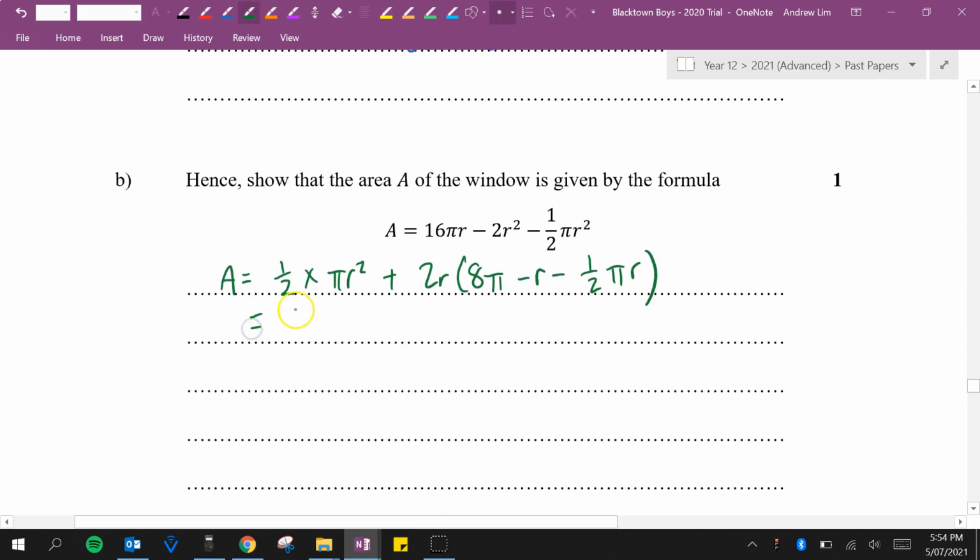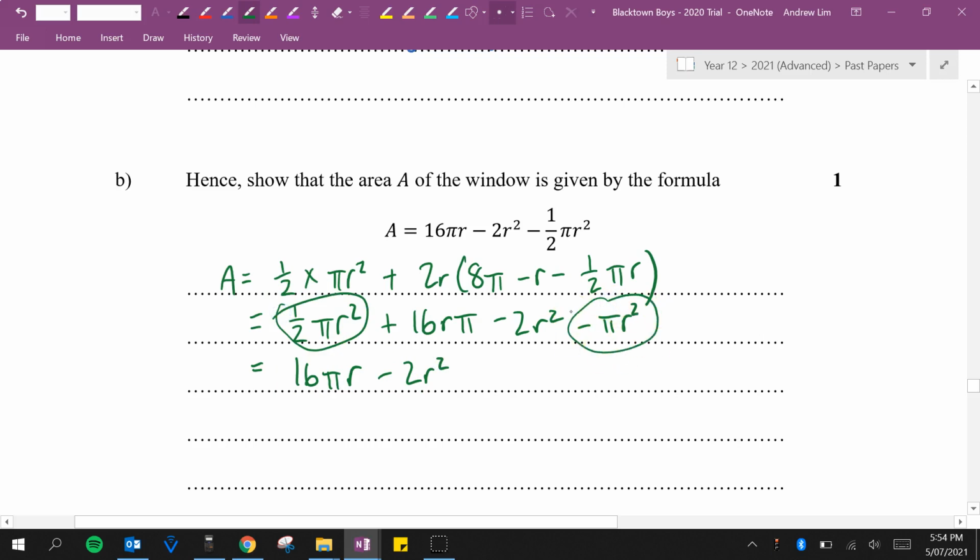So what does that give us? It gives us half pi r squared plus 16r pi minus 2r squared minus pi r squared. So that gives us 16 pi r minus 2r squared, and our half pi r squared minus pi r squared. They're both like terms. Half minus 1 is minus half. So minus half pi r squared.